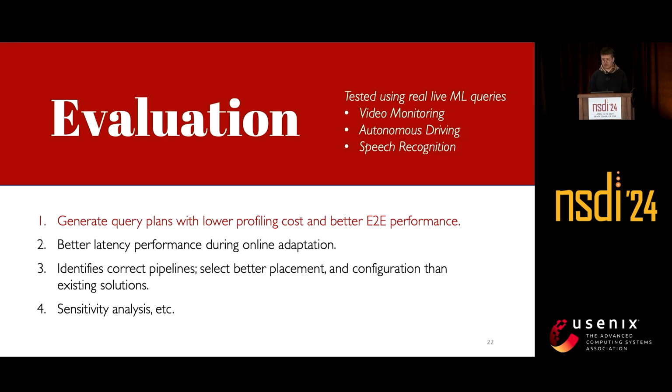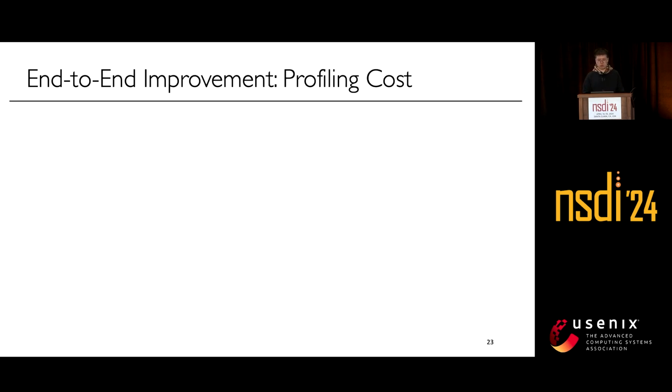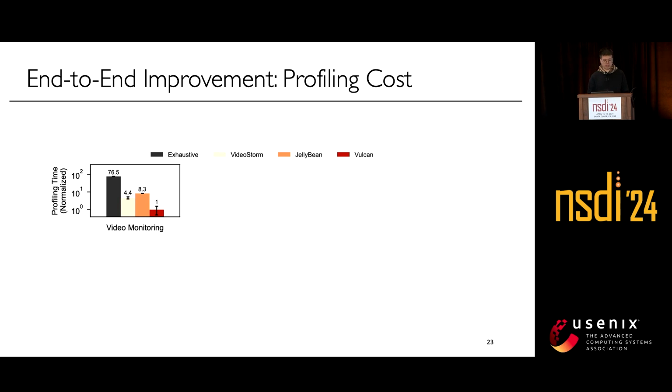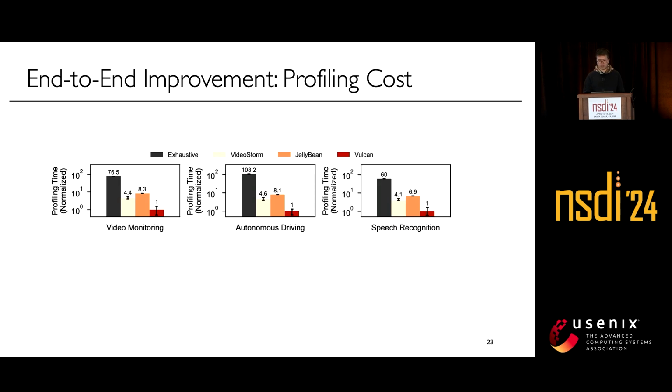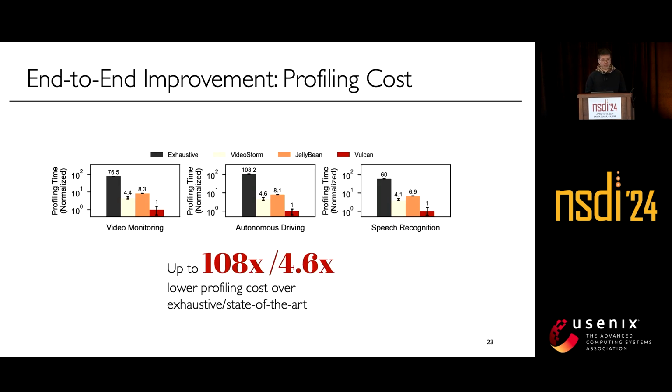Next, we will highlight some evaluation results in the paper with a focus on how Vulcan generates query plans with low profiling cost and better end-to-end performance. You can find more experiments in our paper for a comprehensive evaluation of Vulcan. First, we present Vulcan's improvement in profiling cost when generating optimal query plans for different types of queries. Here, the vertical axis is the normalized profiling time, and we observe that Vulcan can greatly reduce the profiling process compared to other state-of-the-art solutions such as VideoStorm and Jellybean in all 3 types of queries we have tested.